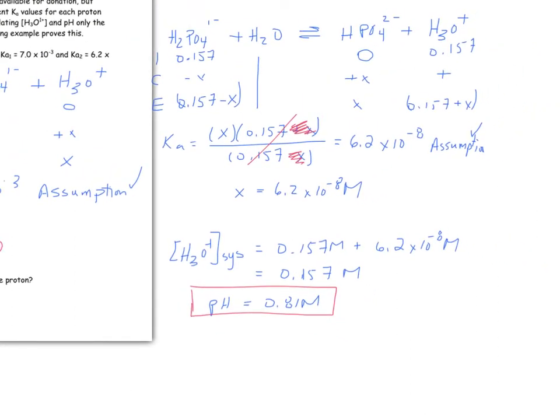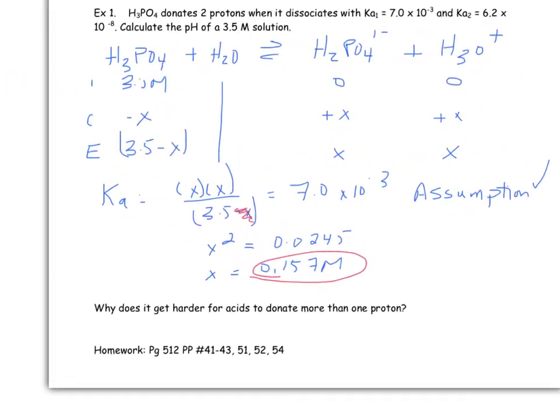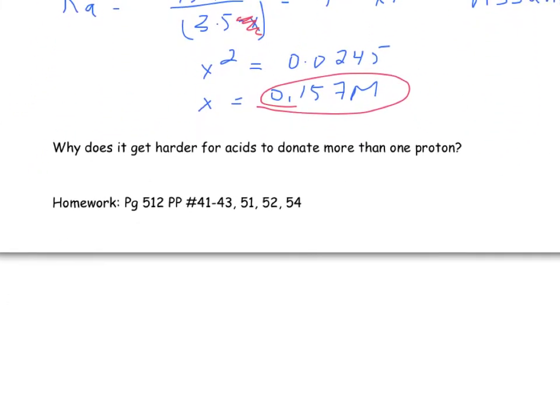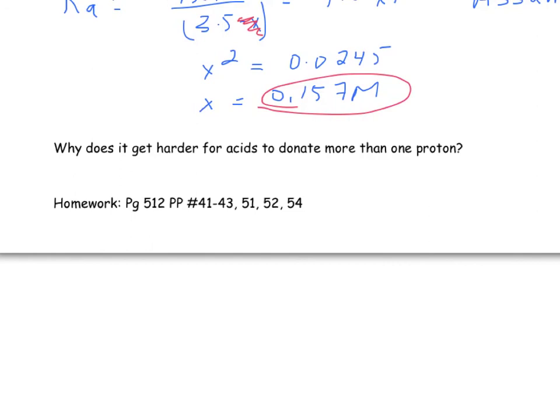Now, why does it get harder for acids to donate more than one proton? This is due to Le Chatelier. Because the first donation produces hydronium ions, it blocks the forward reaction from going due to the common ion effect.